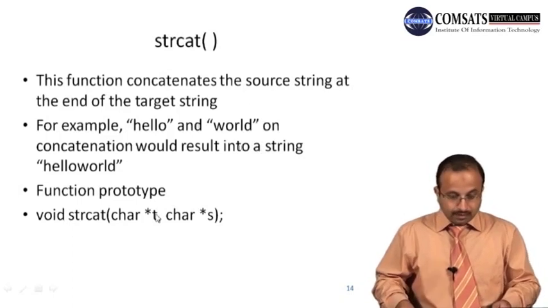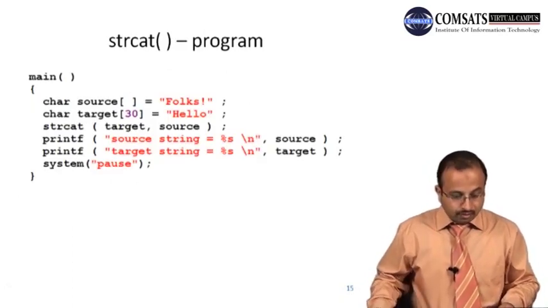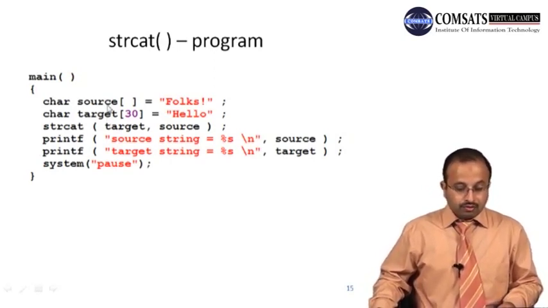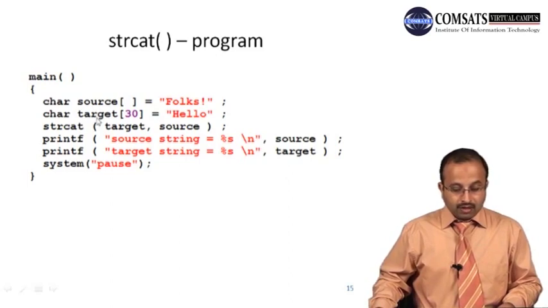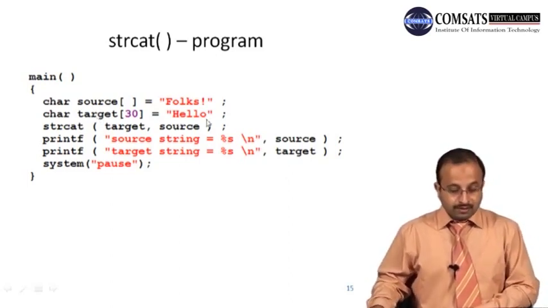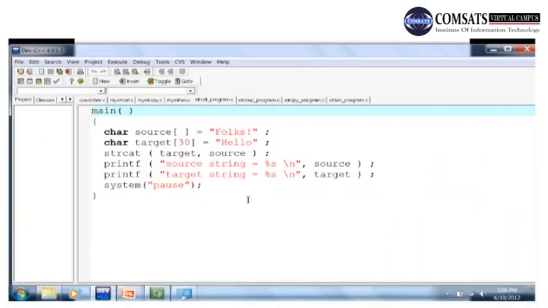Okay, let's see the program. So we have a source string and we have a target string. So it will read the content of the source and write at the end of target. So target में हमारे पास hello already है, it won't overwrite hello. ठीक है, so here we call the function and this is the printf. Let's see the program. So this is the program.